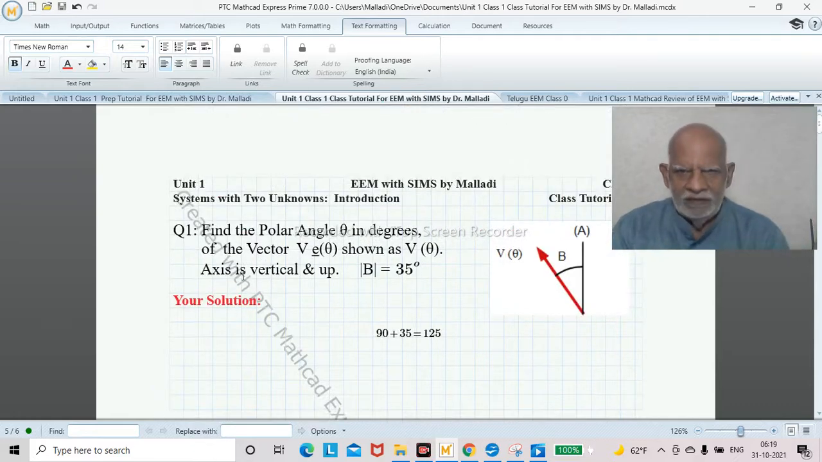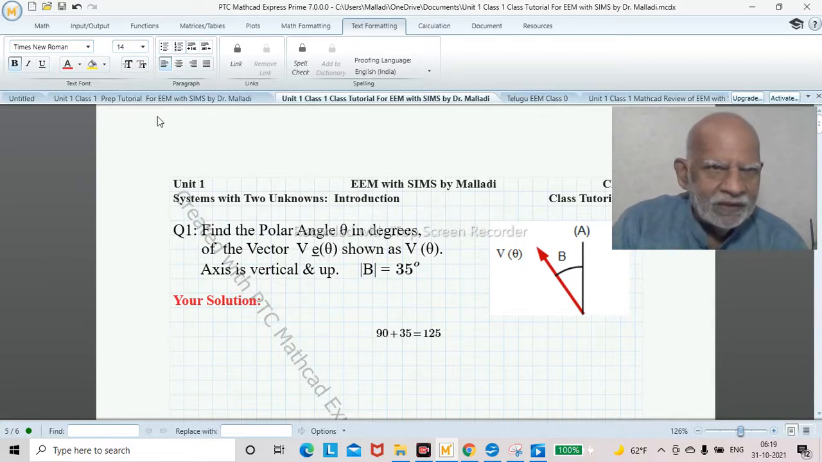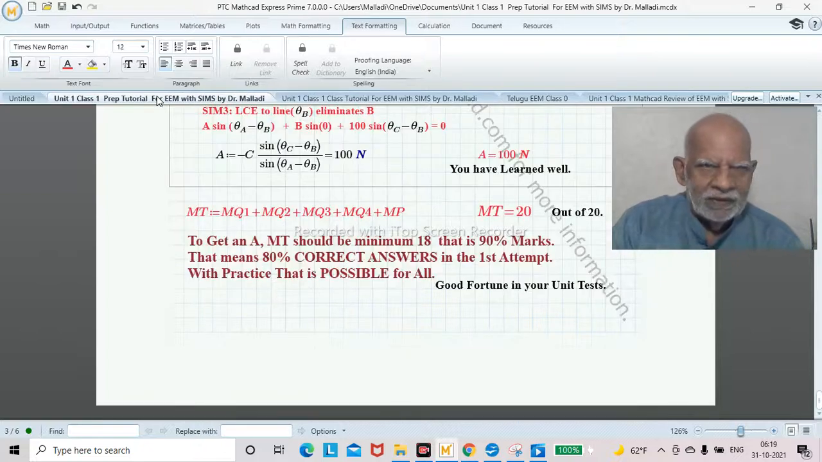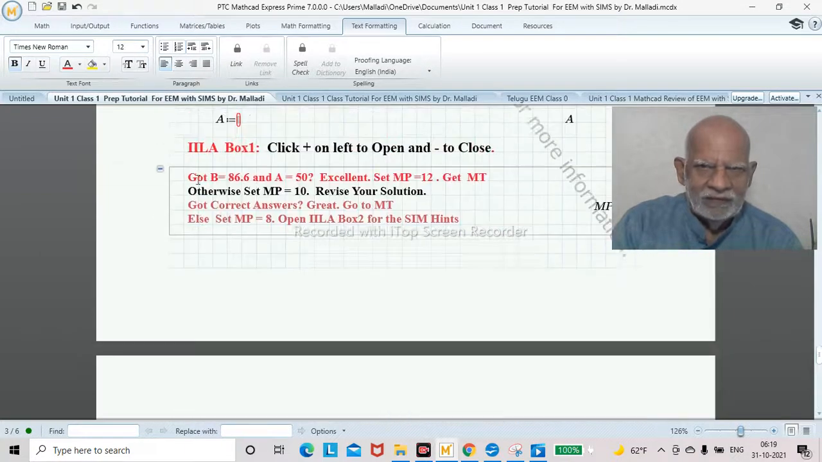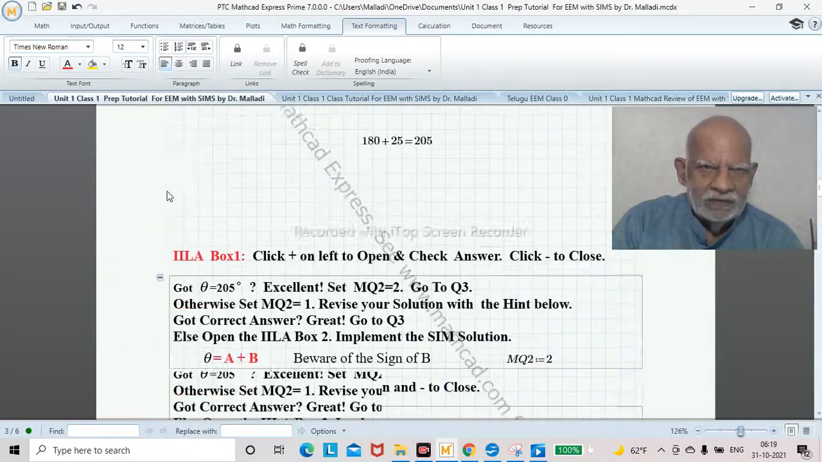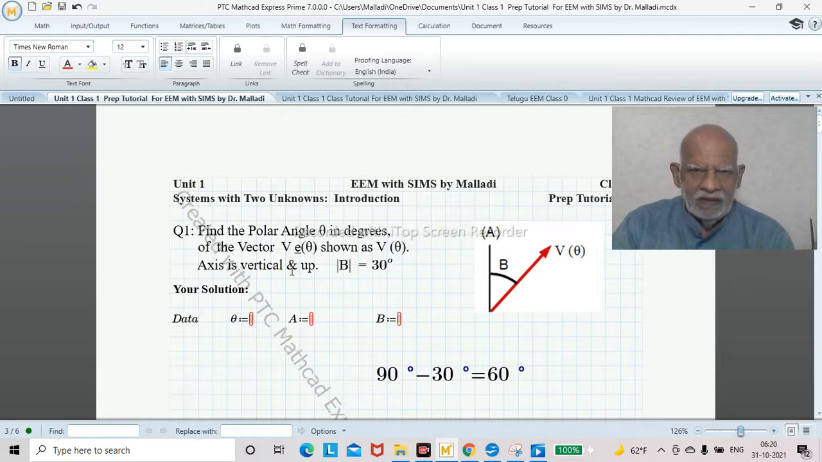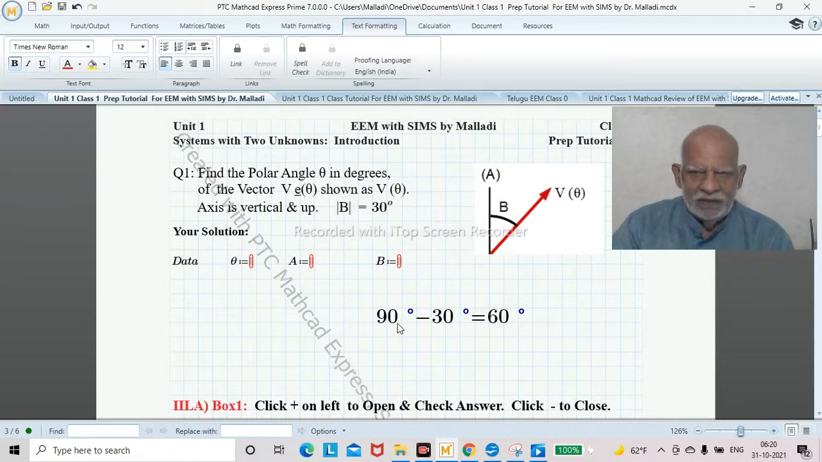Now, here I have: find the polar angle theta in degrees of the vector shown. Axis is vertical and B is 35. And this is a class tutorial. So let me choose prep tutorial. See, again, here is the angle. So I have done this.